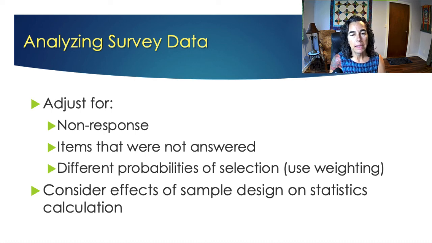We give different probabilities of selection. That means we may weight questions, in other words, make some worth more than others. And then we consider the effects of sample design on statistics calculation. That is a big mouthful that basically means we look at the sample design and then we look at the statistics that are possible and we match them in a way that makes sense, is ethical, is effective, and is helping us get at the information that we want.